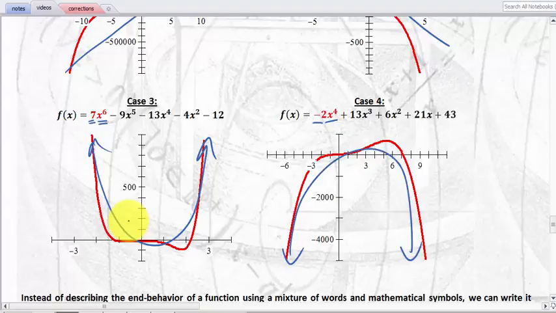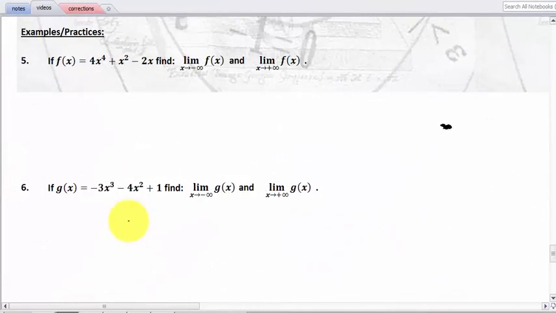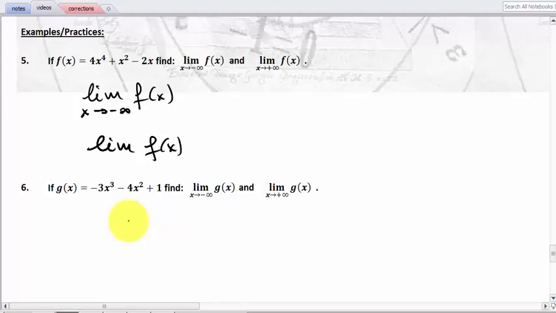Again, actually, this function right here is not just concave down, okay? Sometimes concave down, sometimes concave up. This is just a mnemonic way, all right? Okay, let's now go over some examples where we use the limit notation. I'm going to do 2, and you're going to do 2. What is the limit of f of x as x approaches negative infinity? And what is the limit of f of x as x approaches positive infinity?